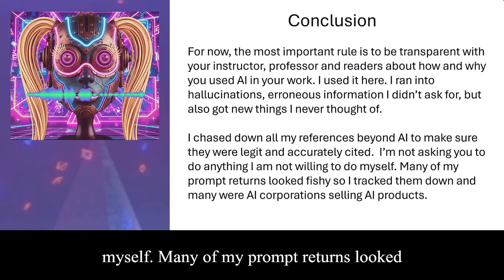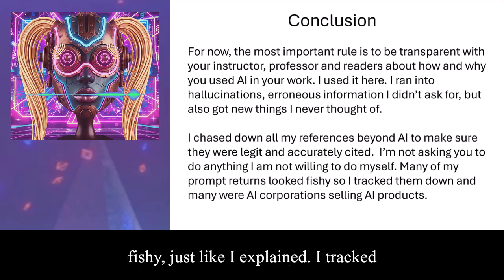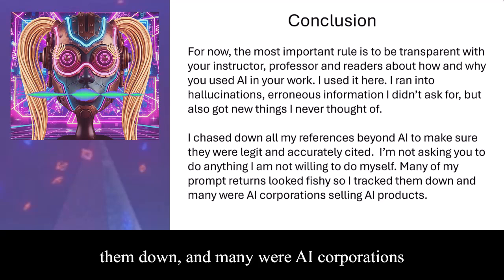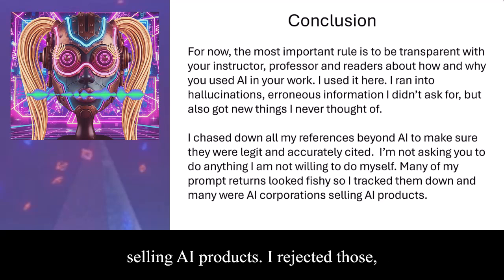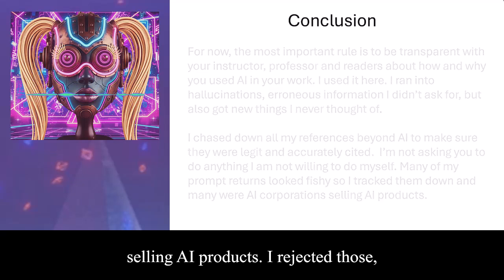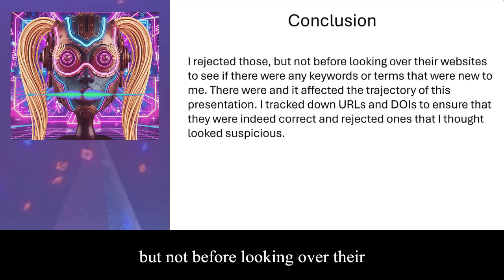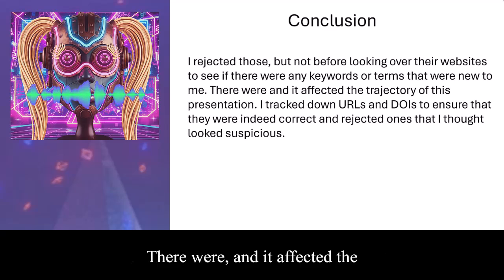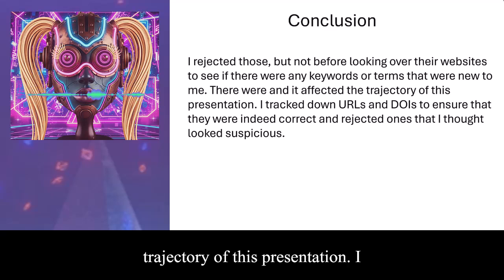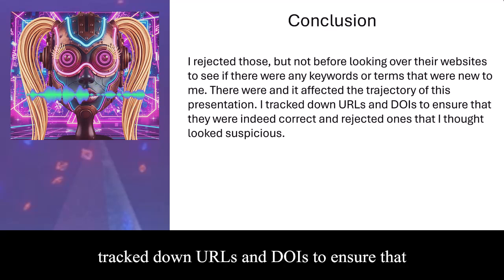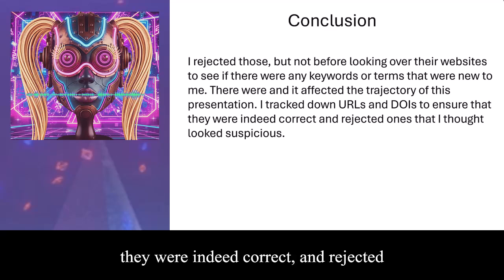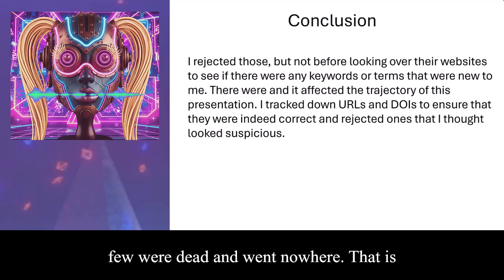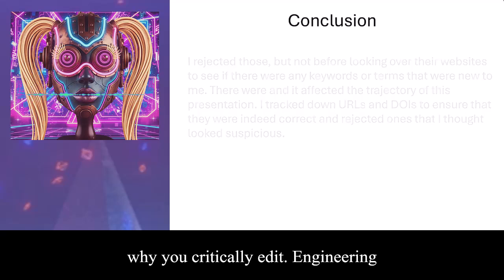Many of my prompt returns looked fishy, just like I explained. I tracked them down, and many were AI corporations selling AI products. I rejected those, but not before looking over their websites to see if there were any keywords or terms that were new to me. There were, and it affected the trajectory of this presentation. I tracked down URLs and DOIs to ensure that they were indeed correct, and rejected ones that I thought looked suspicious. A few were dead and went nowhere. That is why you critically edit.